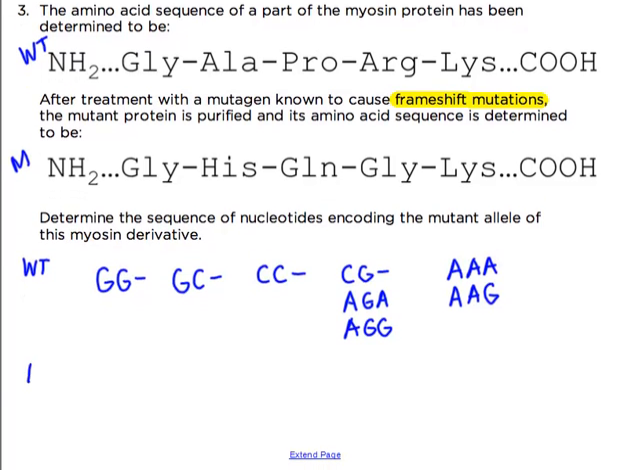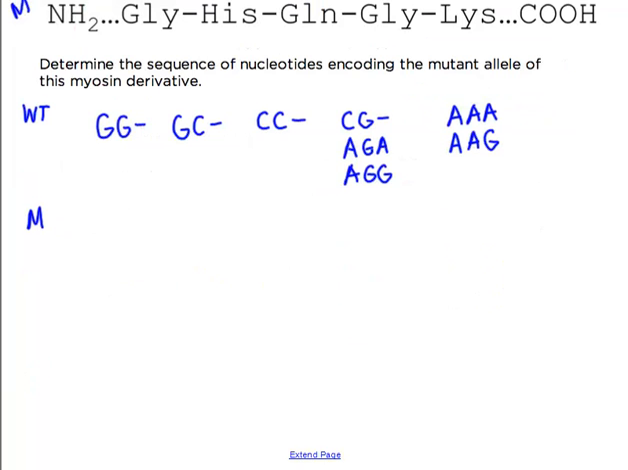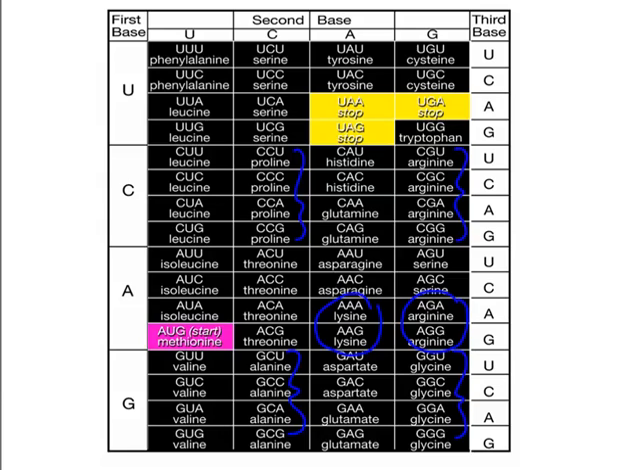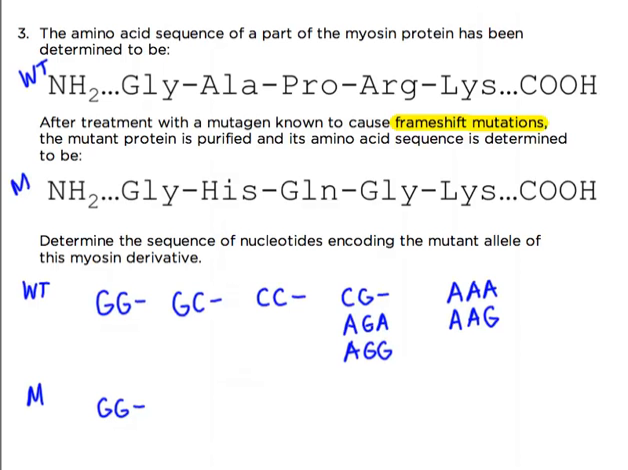So now let's look at the mutant sequence. So again, the first amino acid is glycine, so that's the same as above. So we're going to write GG dash. Then the next one is histidine. So histidine, CAU, CAC. Let me just double check that it's not anywhere else. Okay, so it's just CAU or CAC.